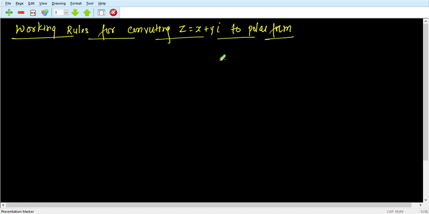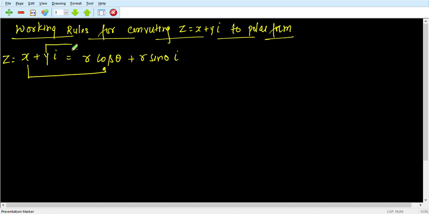Now let z is equal to x plus y iota be given. So this x plus y iota, that is z, can be written as r cos theta, as x is equal to r cos theta, plus r sin theta iota, as we have discussed that y is equal to r sin theta. So for every case we should find r and theta, which may be in first quadrant, second quadrant, third quadrant or fourth quadrant depending upon the given value.